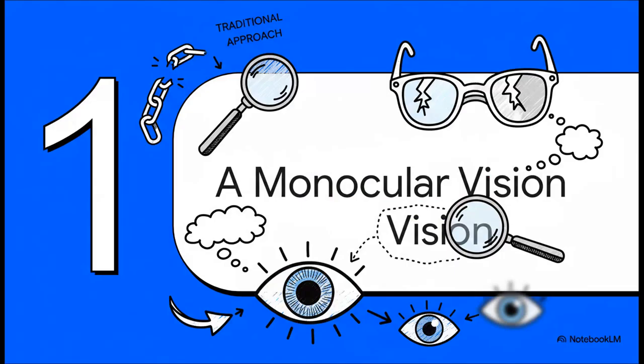The source material we're looking at really frames the traditional way of teaching language as, well, a problem. It calls it a monocular vision, which is such a great way to put it. Let's break down exactly what that means.